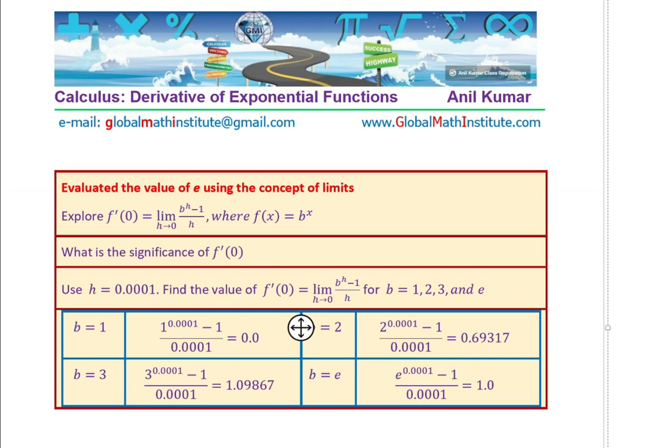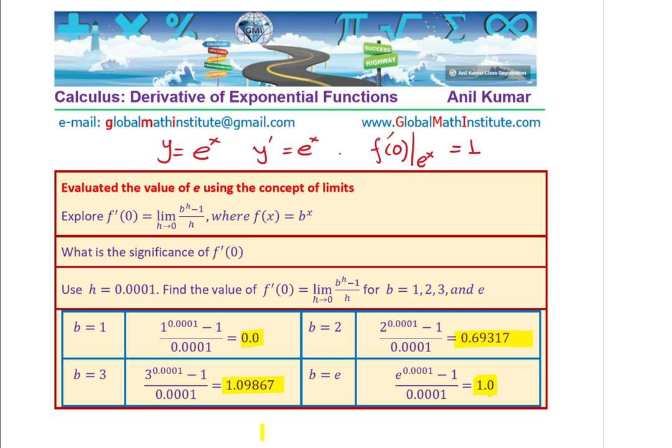So when you evaluate, what do you get? Here are the results, correct? So what you notice is, for a horizontal line, it is 0, of course, which is not an exponential function. But for 2, it is less than 1. And for 3, it is more than 1. And for b equal to e, it is exactly 1. So you see, what we have arrived at is that if your function y is equal to e to the power of x, then the derivative of this will also be e to the power of x. The reason being that the derivative at 0 for e to the power of x is equal to 1, right?